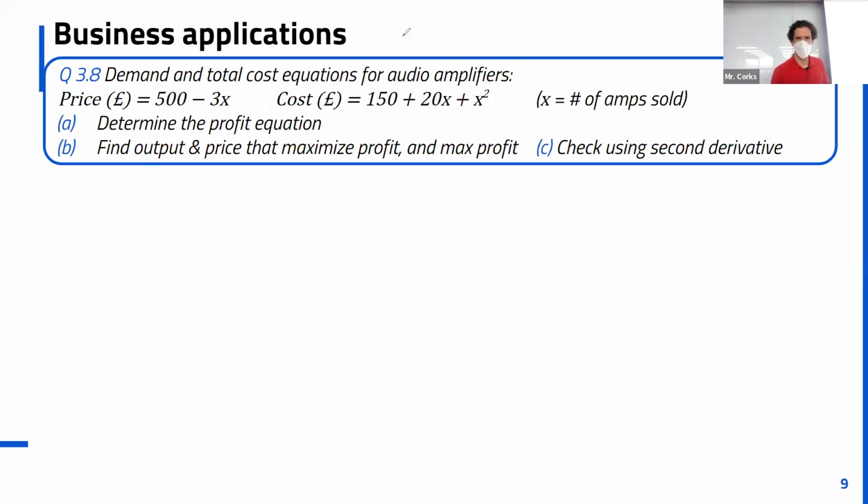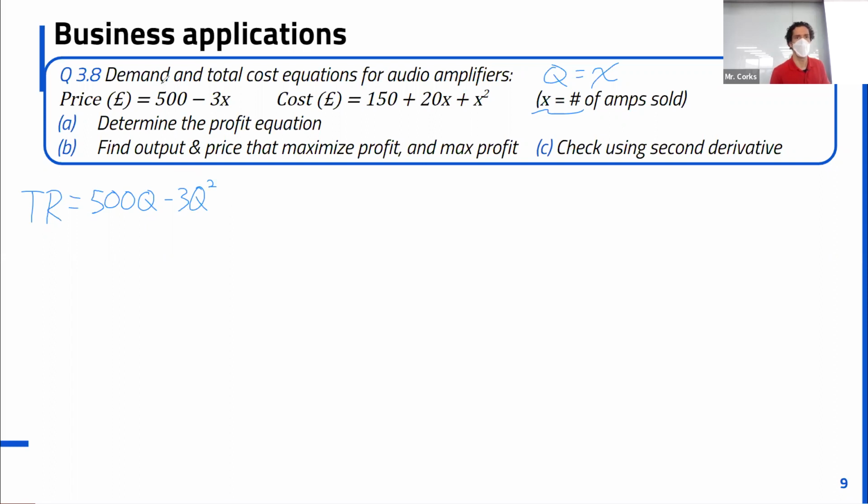Okay, so first, we need a total revenue equation. What is our total revenue equation in this case? Okay, so 500Q, and again, Q here they've called X. So 500Q minus 3Q squared.